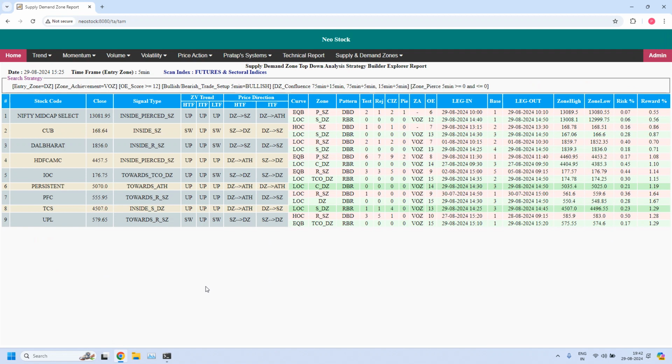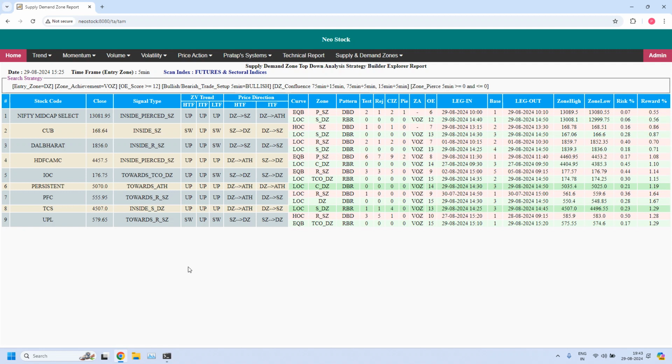That means 5 minutes and 15 minutes overlapped, and again both together overlapped with the 75-minute zone. And many of these 75-minute zones are having uptrend. Only 2 stocks are sideways, except these 2 remaining stocks. If they are having any of the daily EMA confluence, it is a high probability trade setup.